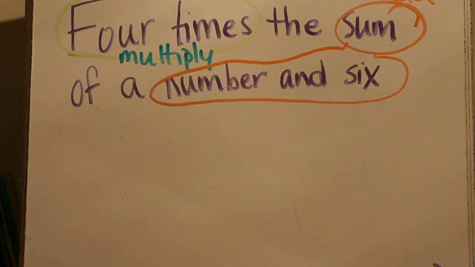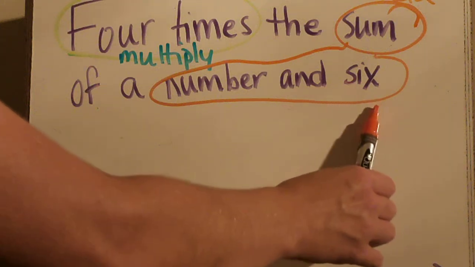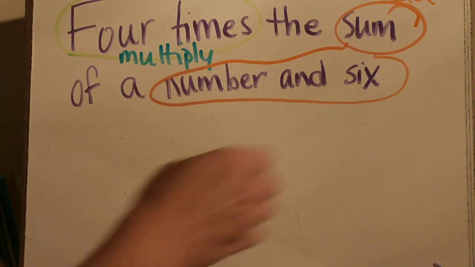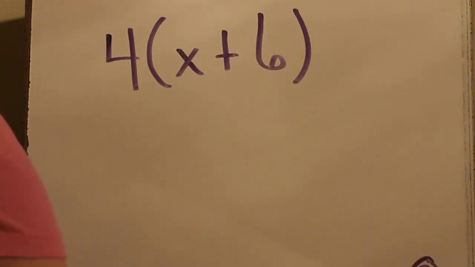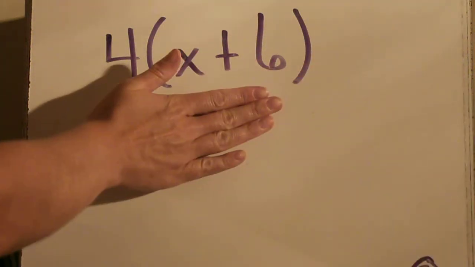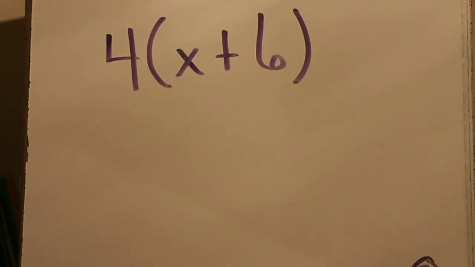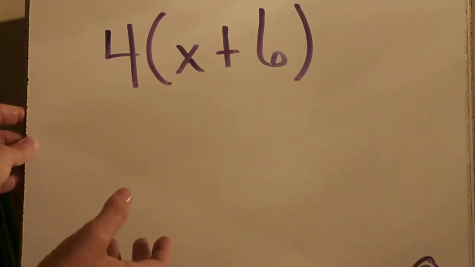So that tells us that we do need to have our variable plus 6 because we have our sum. The sum of this number and 6 will then be multiplied by 4. This looks like this. 4 times the sum of a number plus 6. Our sum of a number plus 6 times 4. Now we want to use the distributive property to simplify this.